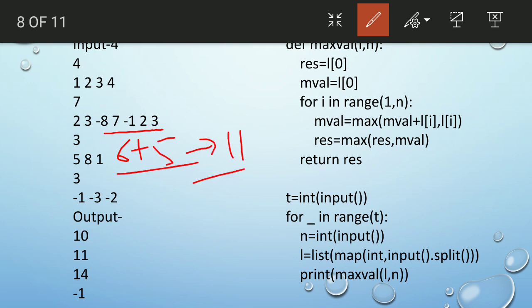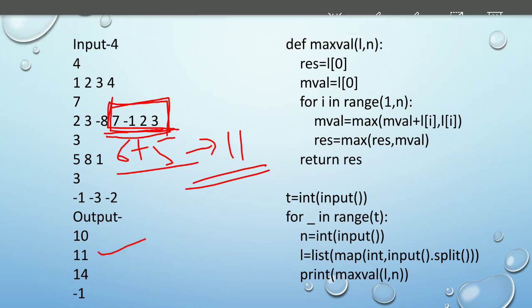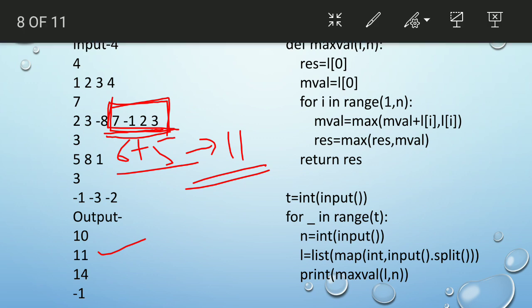So 11 is the sum, that is our largest sum of this longest subarray. Okay, so longest subarray of the sum, which sum we will get the largest sum of the longest subarray. Okay, so this one is our subarray whose sum is the largest one. Okay, so we need to find out. So 11 is our output. Hope you understood the question.